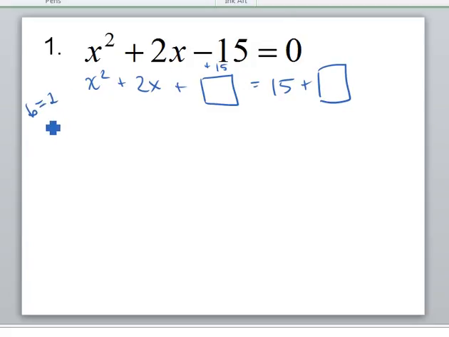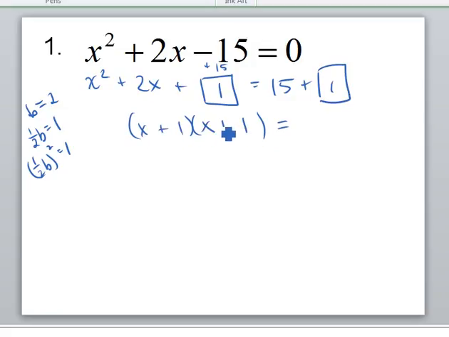We've got b is 2. Half of b is 1. And then half of b squared is also 1. So we'd be putting 1 inside the boxes. This will factor x times x and 1 and 1. I need 2 positives in there, so I have a positive 1 and a positive 1x, which gives me a 2x. 15 plus 1 is 16. We can write this as a quantity squared.